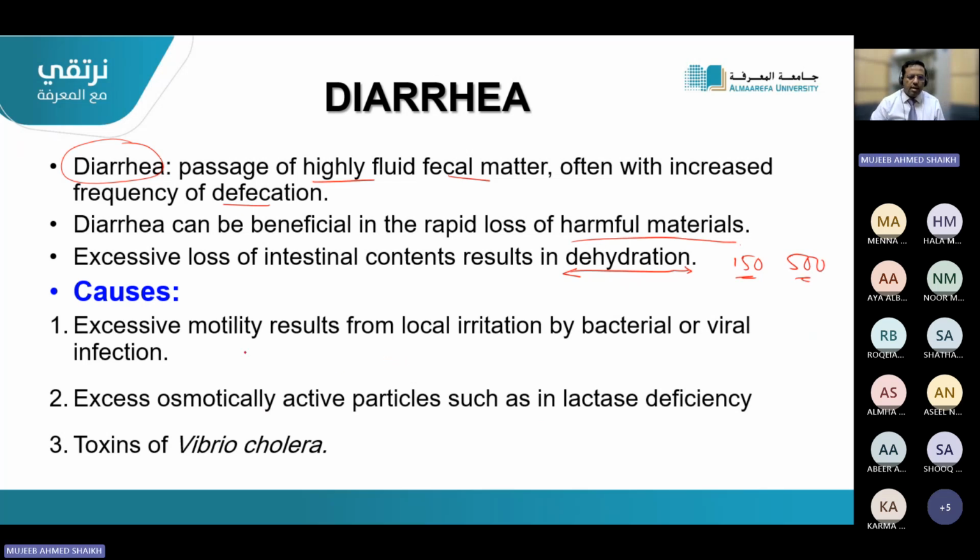Causes of diarrhea are increased motility coming from irritation of the intestinal mucosa, either due to bacterial or viral infection, or it could be due to the presence of osmotically active particles such as lactose. As we have seen in the previous lecture, undigested lactose can lead to diarrhea because it is like an osmole which will carry water along with it. Also, some toxins can lead to diarrhea, such as the toxin released by Vibrio cholerae.